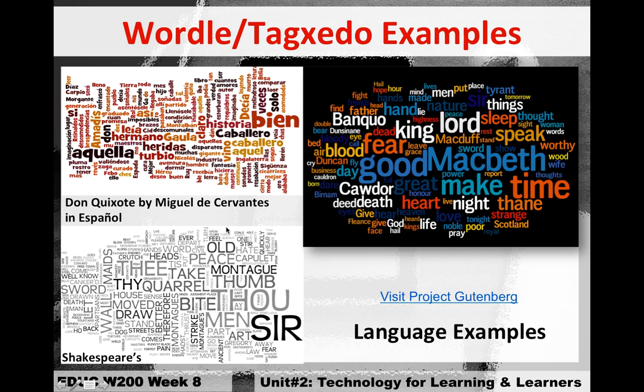Here are some other examples of Wordle or Taxito, and these are actually all Wordle examples that I'm going to show you next. This is Shakespeare, so maybe you can decide which one of Shakespeare's works this is. It's obviously one where they talk very heavily about "I bite my thumb." That was an insult, right? And Montague, I think you can guess which one this is as well.